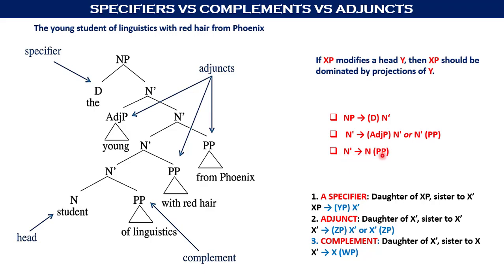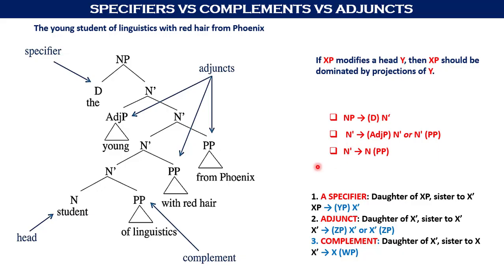The complement, that is the PP, should be the sister to an N and a daughter of N bar. Let us see if we have that. We have of linguistics, which is our complement of the noun. It is a sister to an N, the head. So it means that this tree conforms with our 3 rules: the specifier rule, the adjunct rule, and the complement rule.